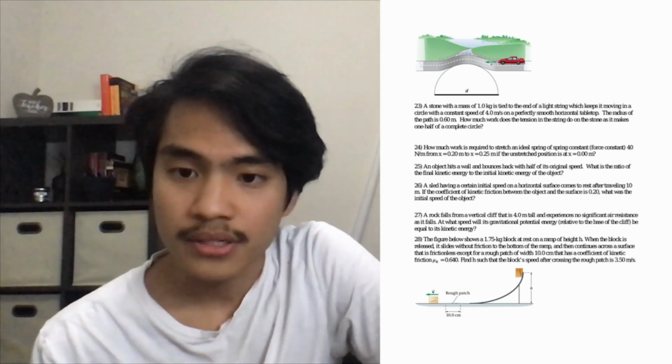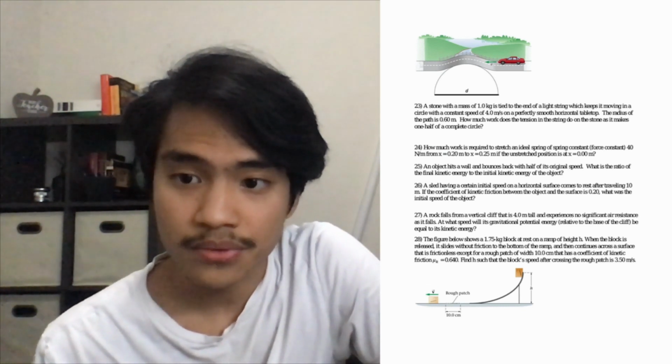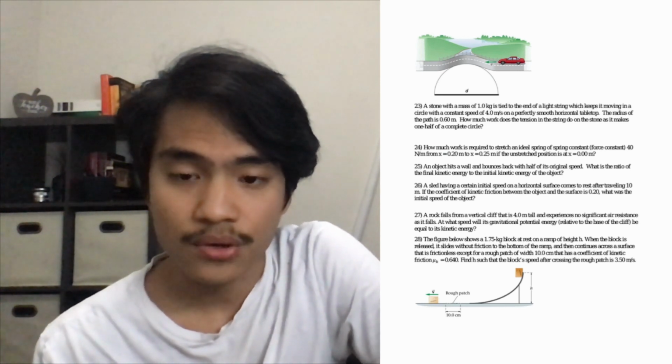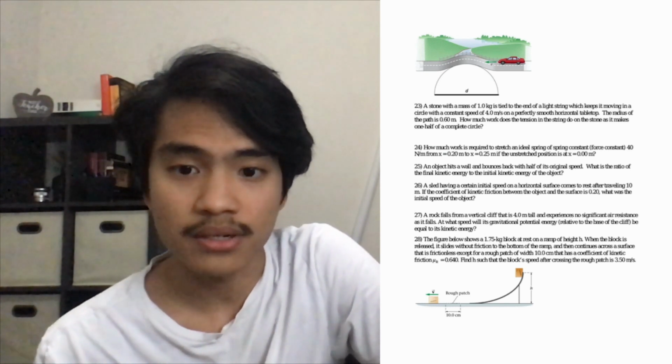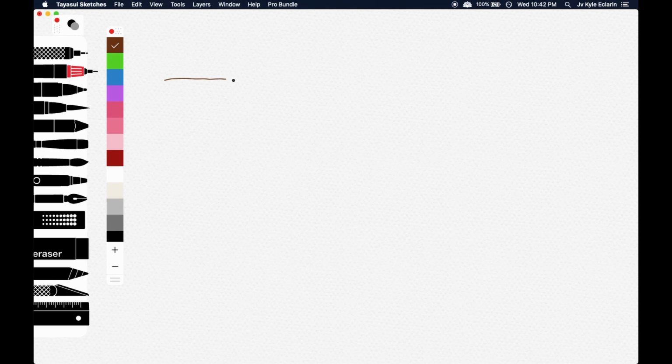A sled having a certain initial speed on a horizontal surface comes to rest after traveling 10 meters. If the coefficient of kinetic friction between the object and the surface is 0.2, what was the initial speed of the object? So there's a smooth surface, then there's like this rocky surface, and then there's a smooth surface. Initially, it's traveling with a speed v, and then after a certain amount of time, it doesn't reach the other side. It just stays in the rocky place, so to speak, and then it stops after 10 meters. So this is 10 meters.